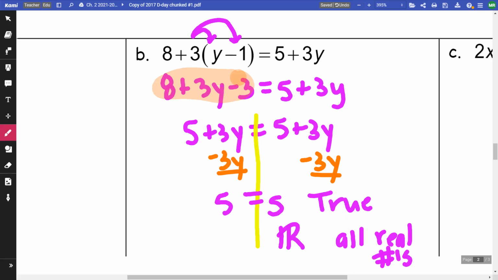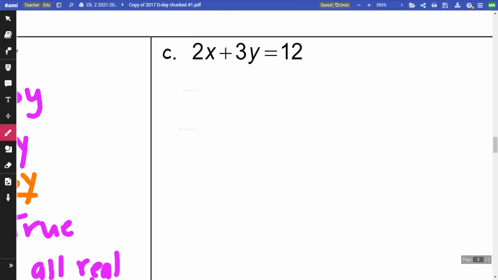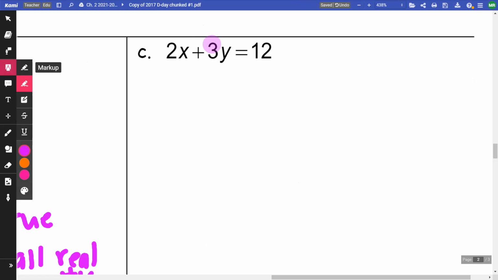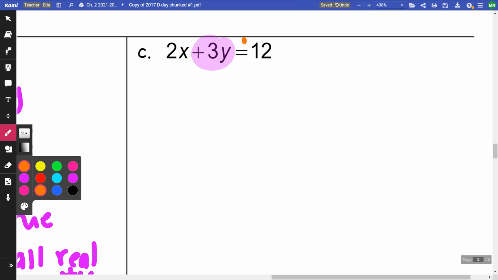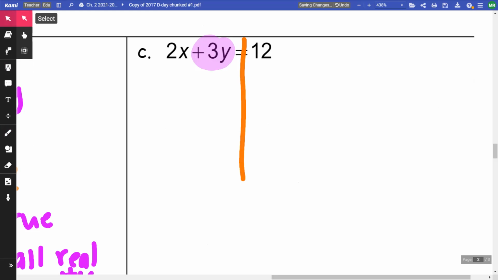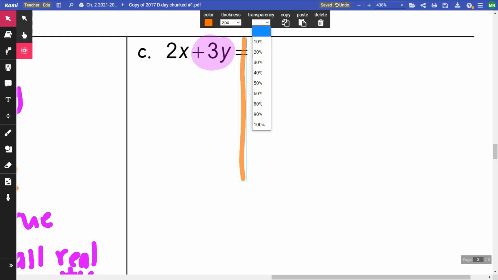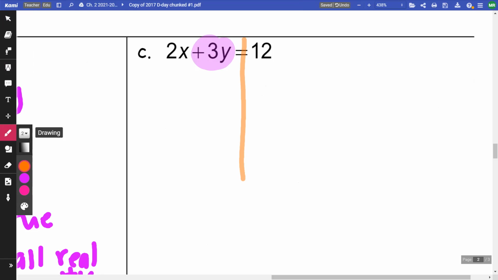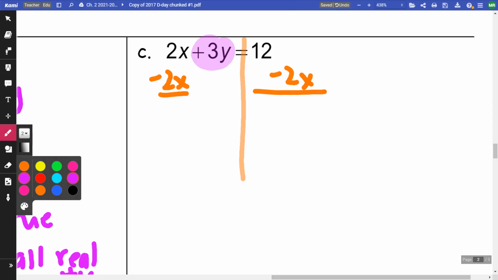Then I'm going to look at letter C. We're solving for y. So that means I want to get this plus 3y by itself. So in order to do that, what I would recommend doing, and here I'm going to make this a little more transparent. I don't like it being so dark. Okay, then what I'm going to do is I'm going to minus 2x, and I am going to get 3y is equal to, and on the other side of the equal, I get a 12 minus 2x.